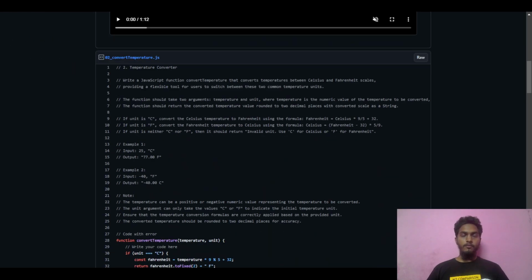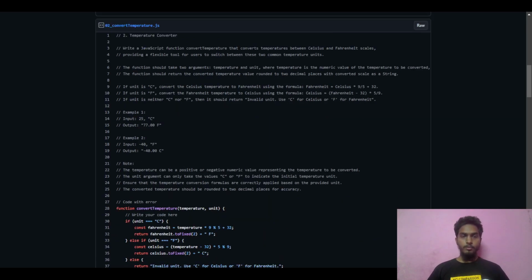So the first coding problem is convert temperature. In this problem, we have to write a JavaScript function named convert temperature that converts the temperature between Celsius and Fahrenheit. So we have the rules here. If the temperature is in Celsius, then you have to convert it to Fahrenheit with this formula, and if it is in Fahrenheit, then we have to convert it to Celsius with this formula. If it's neither Celsius nor Fahrenheit, then we have to return invalid unit.